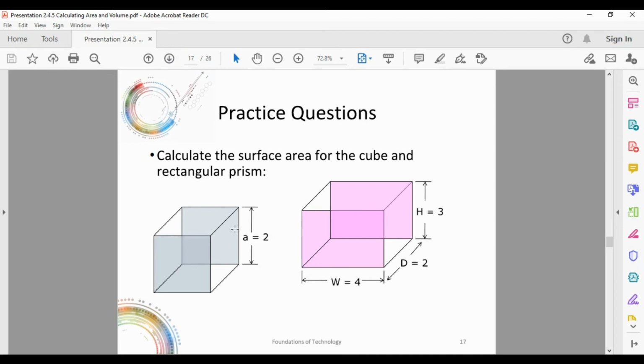All right. Can I do this in my head? There are 6 faces with 2 squared, so that's going to be 24. That's going to be 24 square units here.